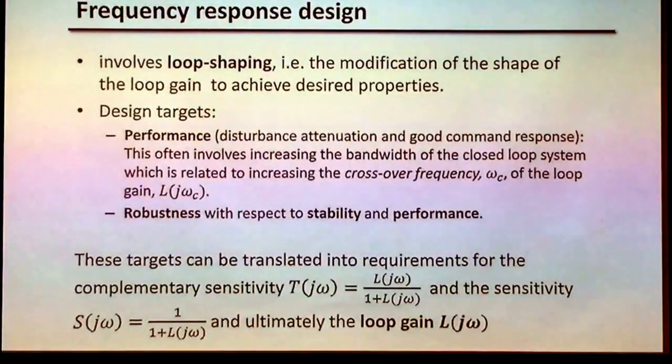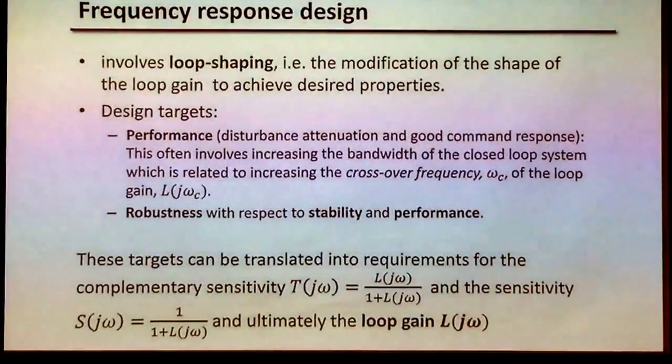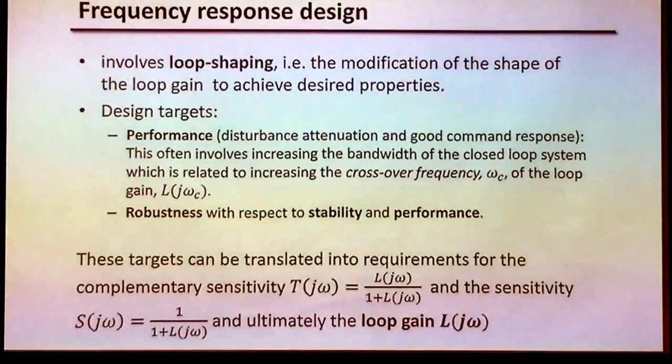It involves the shaping of the loop, because you can't change your plant. The plant is fixed. So how you design your controller involves the shaping of this loop L. All you do is modify this shape to achieve some design performance. What do you wish to achieve? You wish to achieve performance, like following the command response well, closeness to stability, and disturbance attenuation. These are performance criteria. You also wish to achieve robustness with respect to stability and performance.